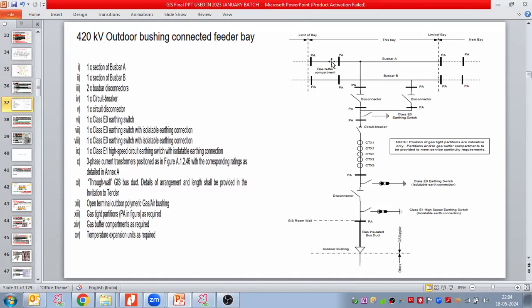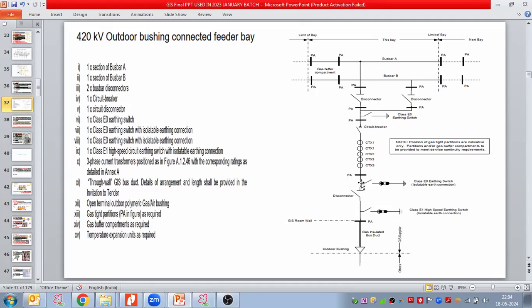So if you see here, we are talking about this bay. Here we have bus bar A, bus bar B. Now from here to here, we have one bus bar compartment, and from here to here we are taking one compartment. Disconnectors come in a separate compartment, earth switch in a separate compartment. The breaker and CT are combined here. This earthing switch is in a separate compartment.